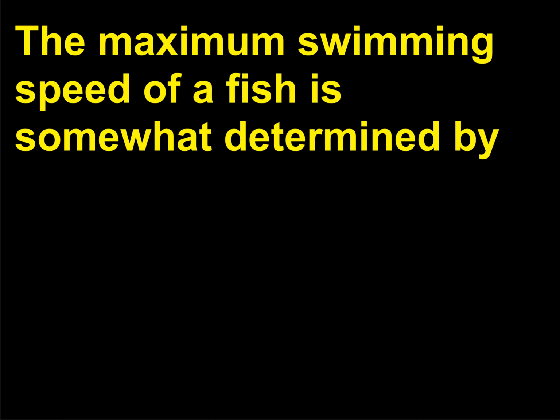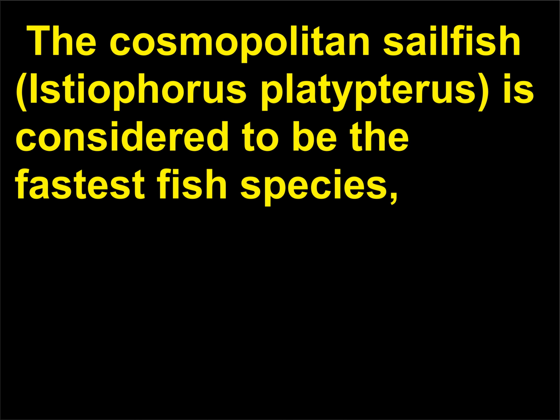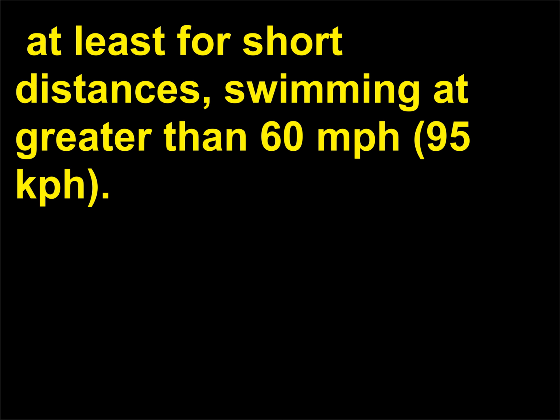The maximum swimming speed of a fish is somewhat determined by the shape of its body and tail and by its internal temperature. The cosmopolitan sailfish, Istiophorus platypterus, is considered to be the fastest fish species, at least for short distances, swimming at greater than 60 miles per hour, 95 kilometers per hour.